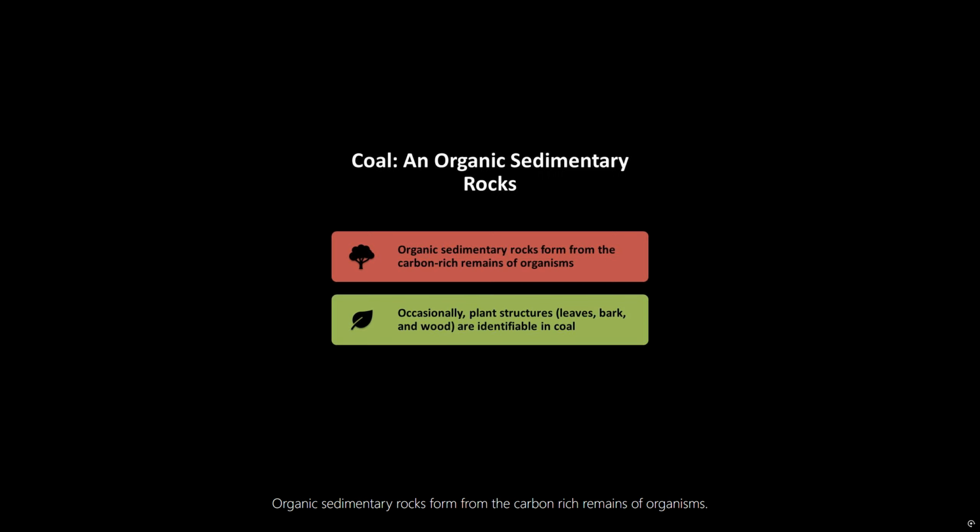Organic sedimentary rocks form from the carbon-rich remains of organisms. Coal is a common organic sedimentary rock in which plant structures like leaves, bark, and wood are occasionally identifiable. Coal tells us that at one point in time there was a swampy or marshy environment in the location where the coal is found.